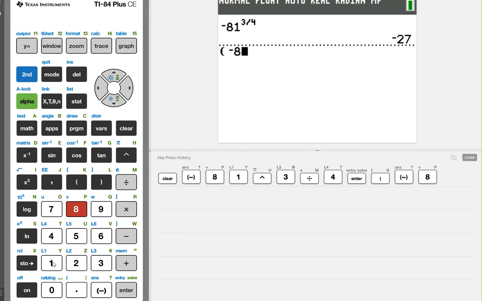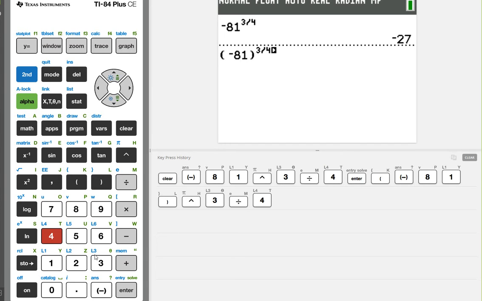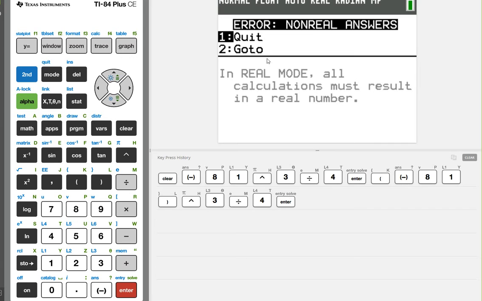Now what if I had parentheses around that? Is my calculator going to tell me, oh, there's a problem? It should. Unless you're set up to do complex numbers. Yeah, so it's an error. It's telling you kind of the same thing I did. It says there's no real answer.